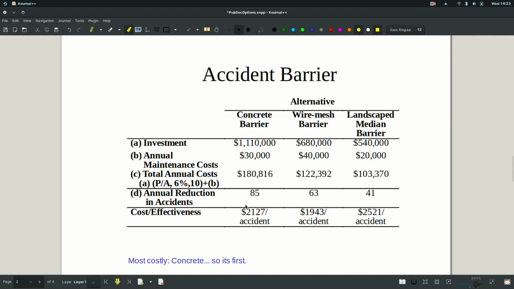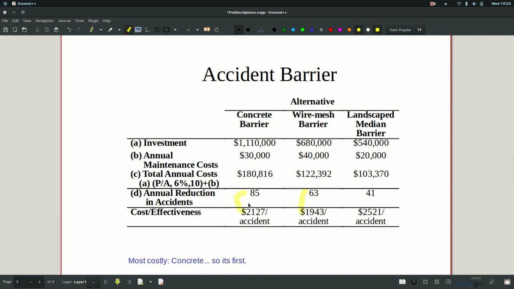So the way to monetize that benefit is to compare this to this and this to this, right? So if we use a concrete barrier, reduce accidents by this amount, by that amount, right? And just multiply that out, and that's going to be the annual benefit in dollars.